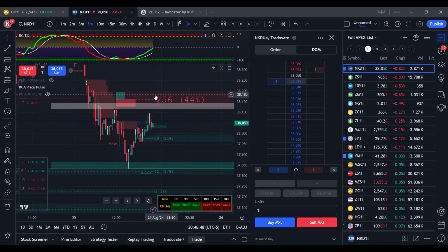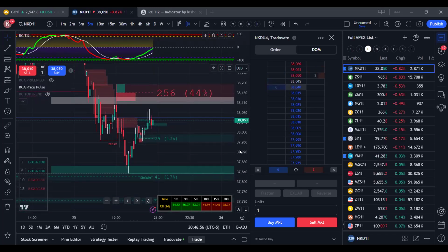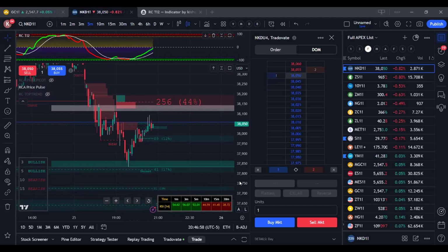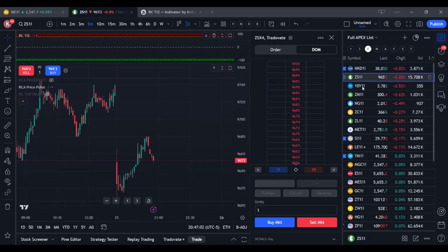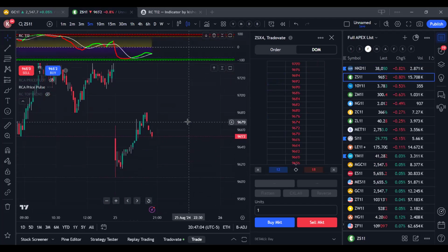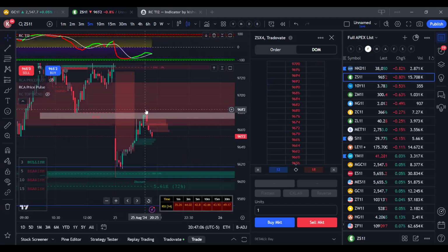If NKD goes somewhere here, then it is a good one to short there. It can go till equilibrium and then start dropping. This went exactly till the equilibrium, then started dropping again.